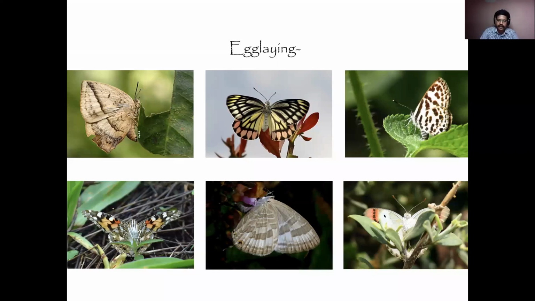So if you are an amateur observer or an amateur studying butterflies, then you need to make such observations. Whenever you go out for an outing or some butterfly trip, you need to observe which kind of butterflies lay eggs at what time. That is also a crucial point we need to document. Okay. So here are some examples where you can see female butterflies laying eggs on their specific host plants. Okay. So I'm moving to the next slide.